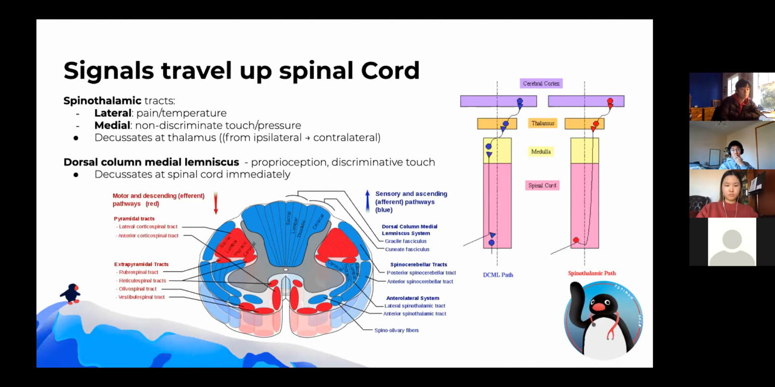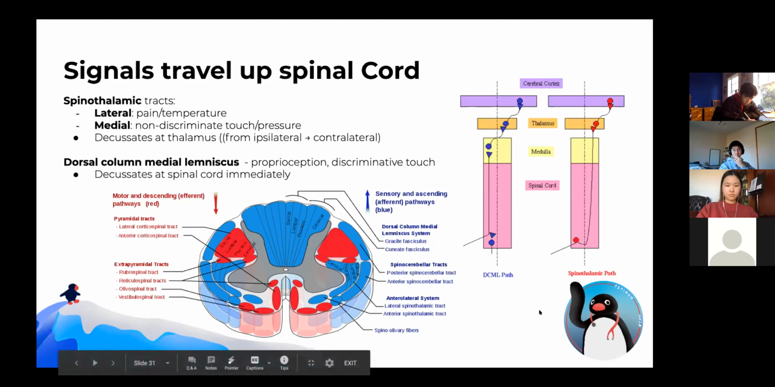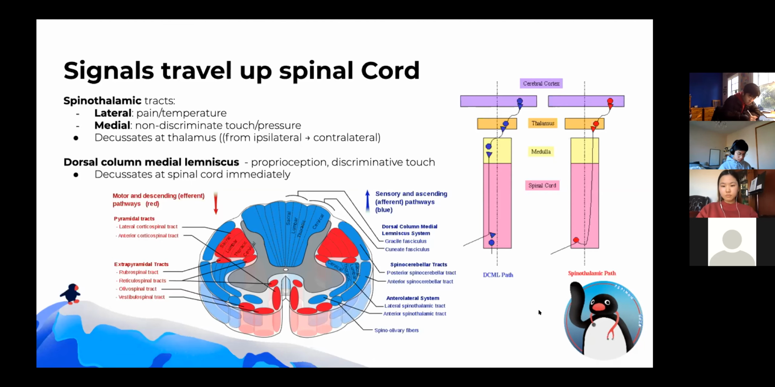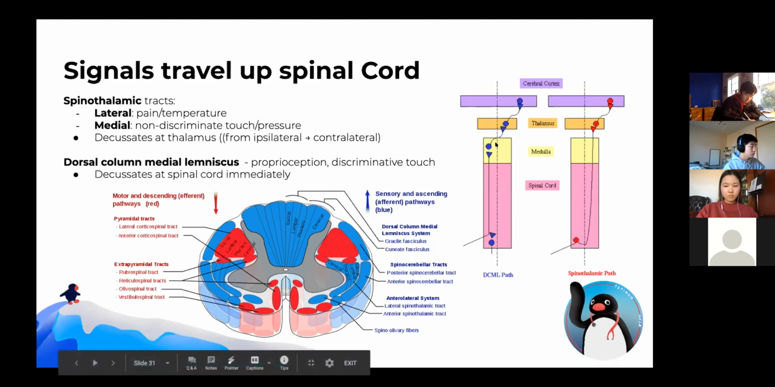Did I get it wrong? Did I mix it up? Yeah, it should be the other way around. It should be spinothalamic decussates immediately, and DCML decussates in the medulla.